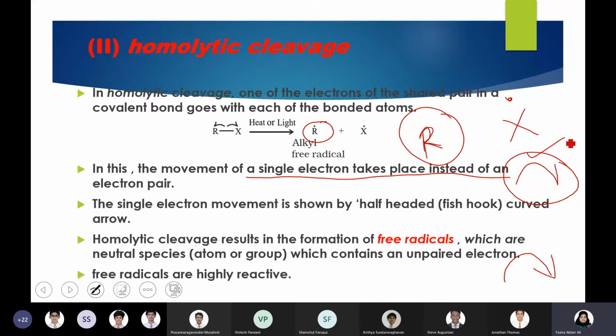So homolytic cleavage results in the formation of a free radical, which can be defined as a neutral species. They don't carry any charge, and they contain an unpaired electron. The unpaired electron is shown by putting a dot above the group. And these free radicals are highly reactive.